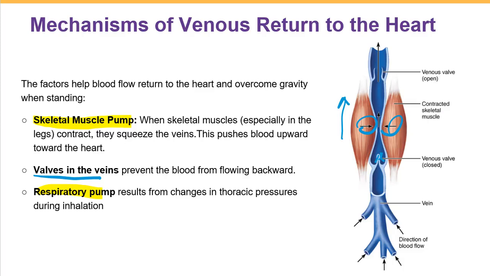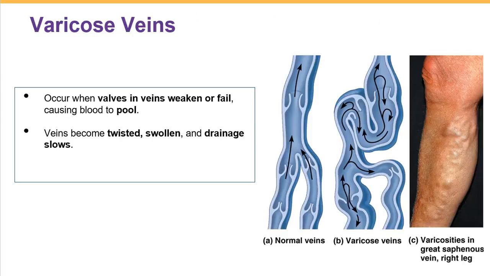Okay, and now let's talk about a disorder of the veins called varicose veins. Varicose veins are twisted, swollen, and their drainage is slow, and actually you can see the blood pooling. So what's the reason? It happens when valves in veins weaken or fail. It means they cannot prevent backflow of the blood, so the blood can flow back after being pushed upward. That is what causes this disorder.